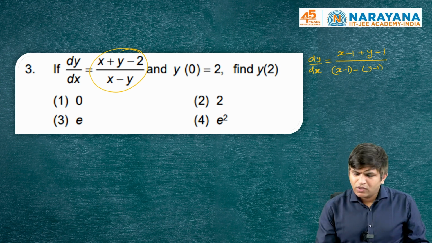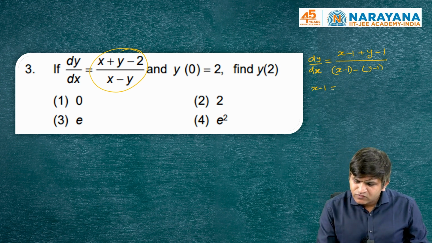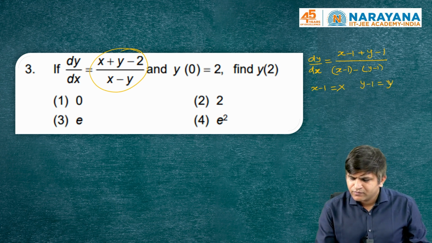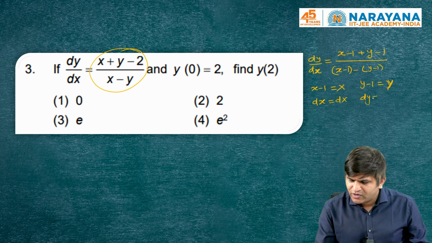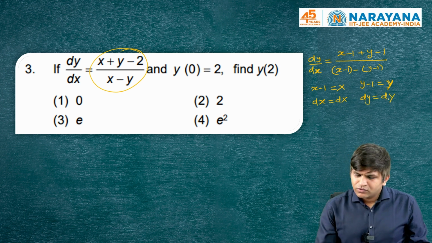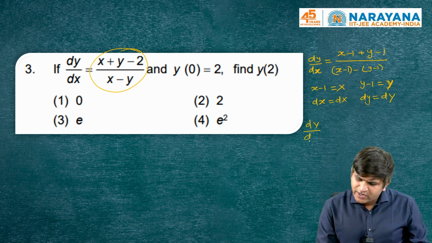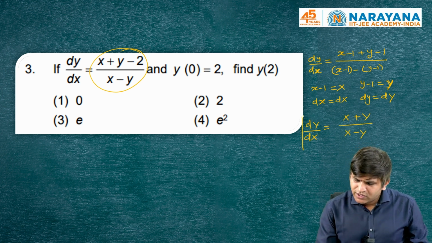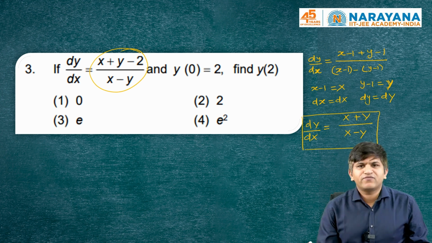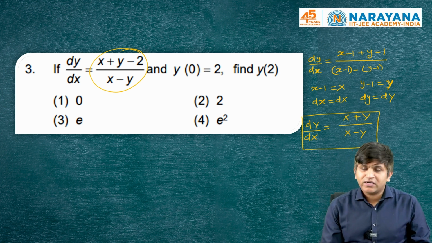Okay, so now if we replace x minus 1 by, let's say, capital X, and y minus 1 by capital Y, so from here dx will be d of capital X, and dy will be d of capital Y. So now we can replace this by dy by dx equal to x plus y divided by x minus y. Now this is a homogeneous differential equation, and we know very well how to solve this.